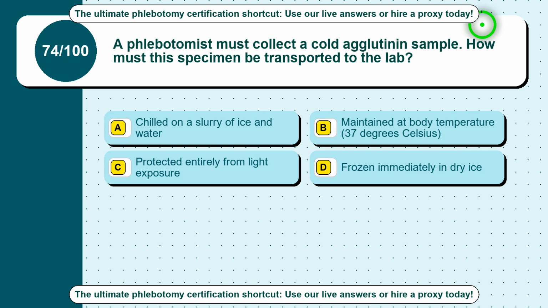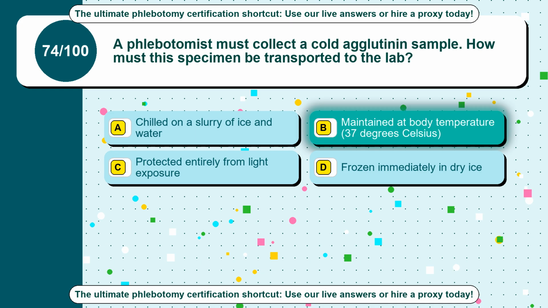Question 74. A phlebotomist must collect a cold agglutinin sample. How must this specimen be transported to the lab? Option A, chilled on a slurry of ice and water. Option B, maintained at body temperature, 37 degrees Celsius. Option C, protected entirely from light exposure. Option D, frozen immediately in dry ice.